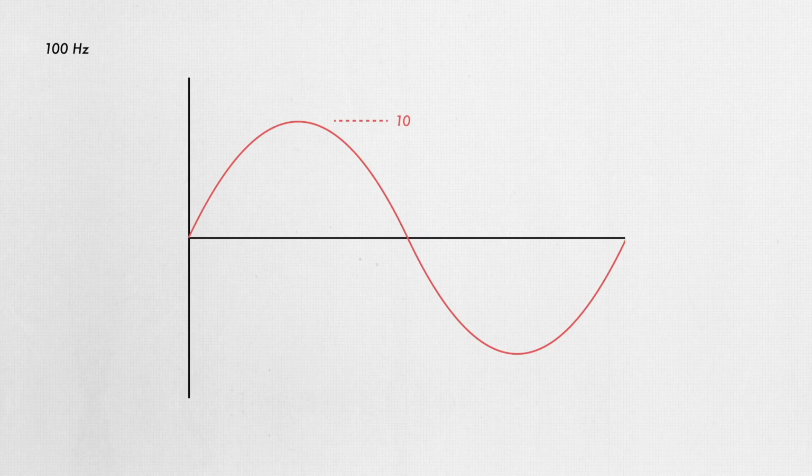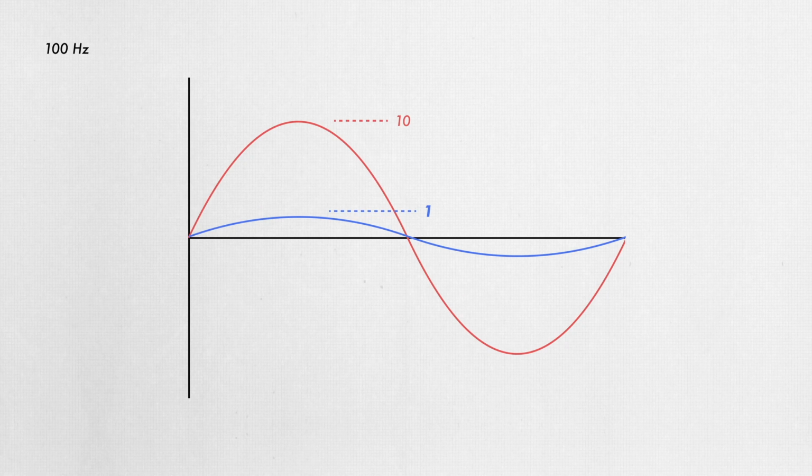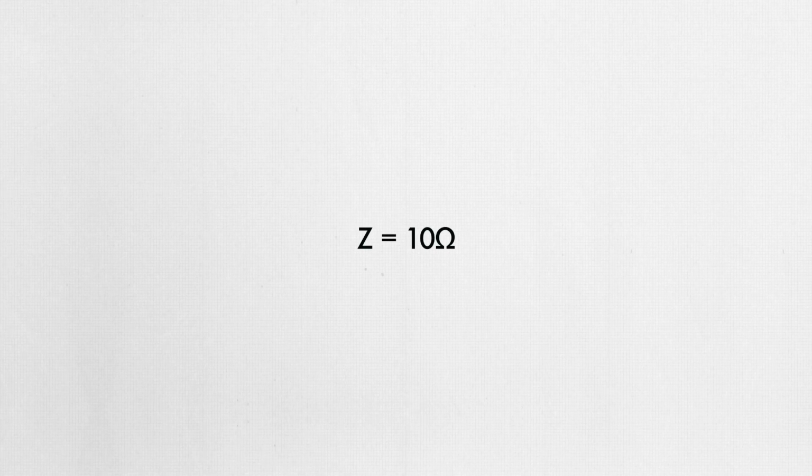Meanwhile, a sine wave at a much lower frequency of 100 hertz might have a voltage of 10 and a current of only 1. In other words, at 100 hertz, the impedance is 10 ohms because the ratio of volts to amps is 10 to 1. So although these two sine waves have the same voltage amplitude on this circuit, as you'll see in a moment, they'll be impacted very differently when we connect this circuit to the lower impedance input on our mic preamp.